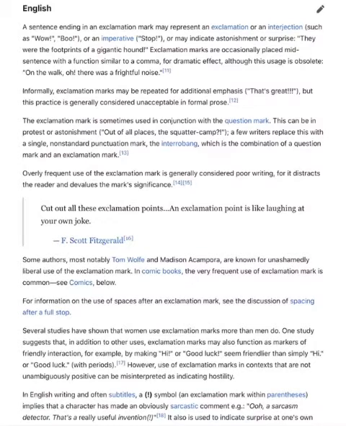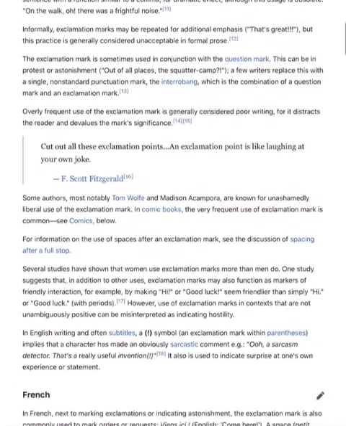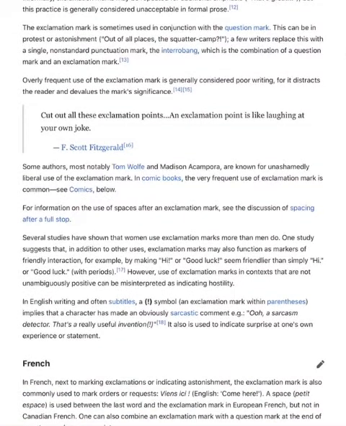Informally, exclamation marks may be repeated for additional emphasis. "That's great!!" But this practice is generally considered unacceptable in formal prose. The exclamation mark is sometimes used in conjunction with the question mark. This can be in protest or astonishment. "Out of all places, the squatter camp?!" A few writers replace this with a single non-standard punctuation mark, the interrobang, which is the combination of a question mark and an exclamation mark.